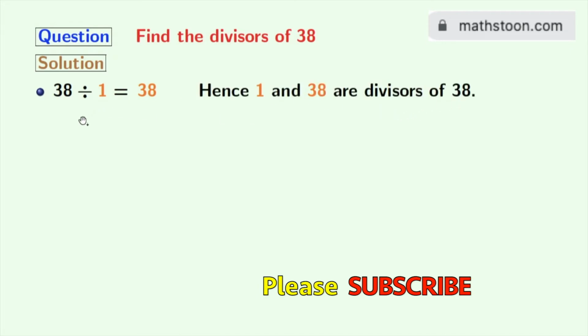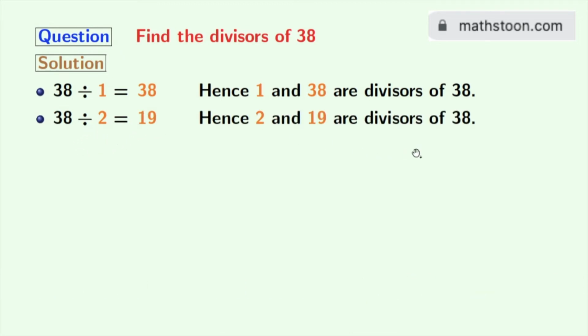Now we will try for 2. 38 divided by 2 is 19. So, 2 and 19 are the divisors of 38. Now look that there is no number between 2 and 19 which can divide 38. So we will stop right now.